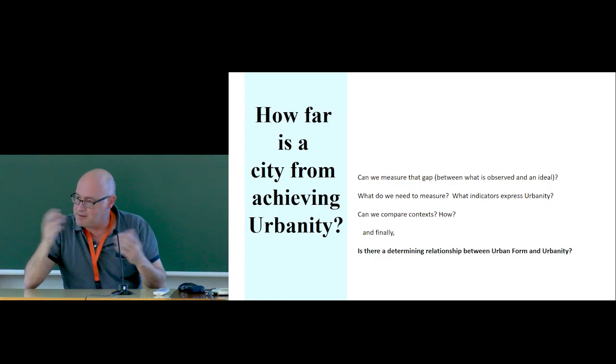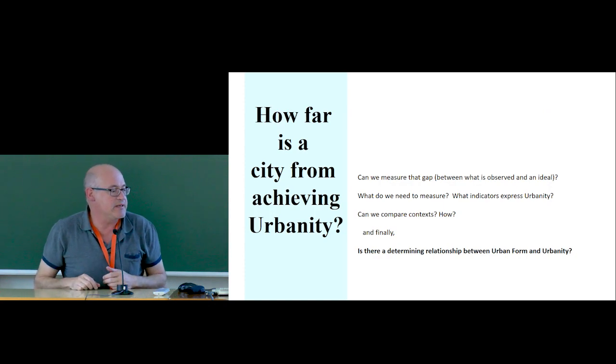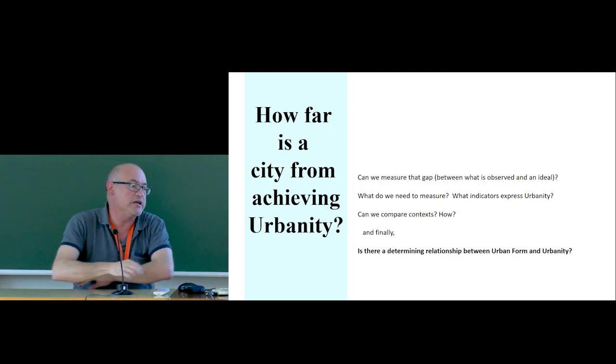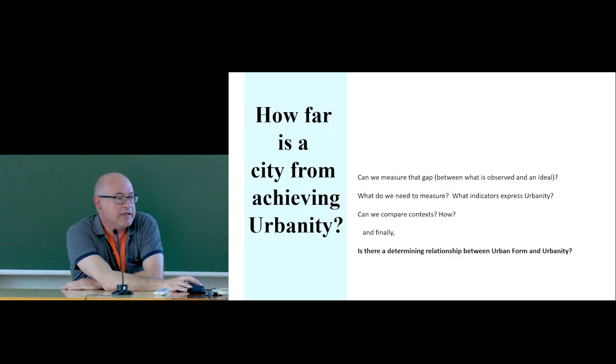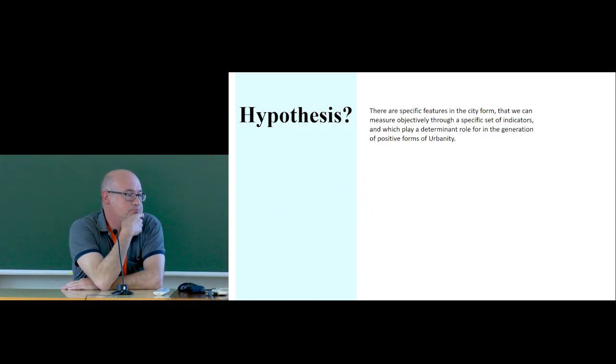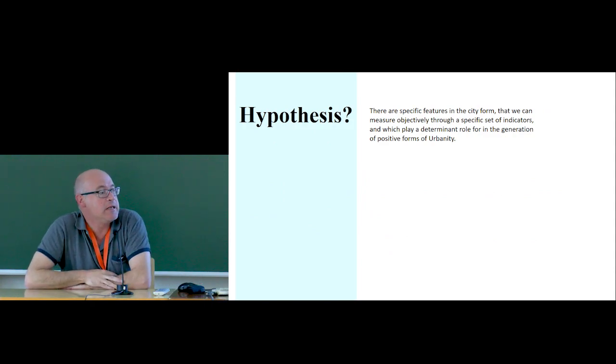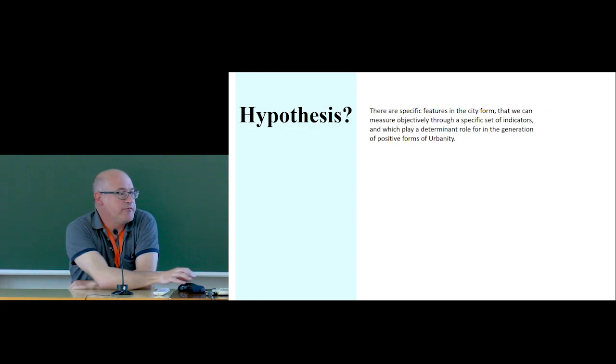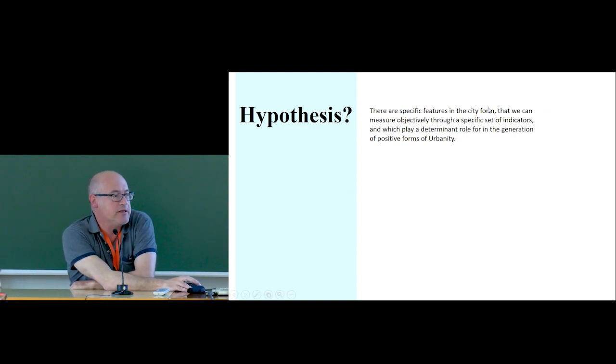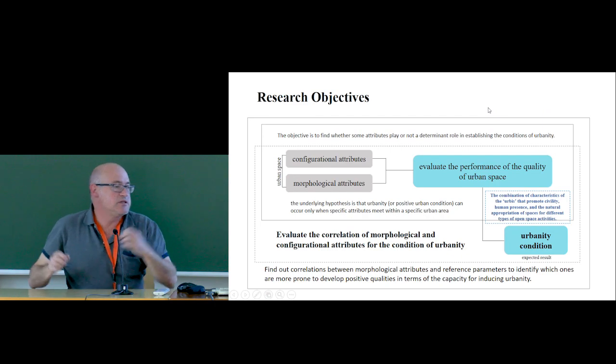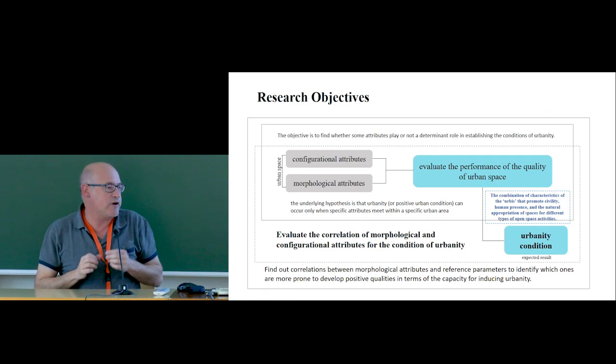And in the end, we get again to the main question: is there a determining relationship between urban form and urbanity? So the hypothesis is that there are specific features in the city form that we can measure objectively through a specific set of indicators, and which play a determinant role in the generation of positive forms of urbanity. So this is the research structure.